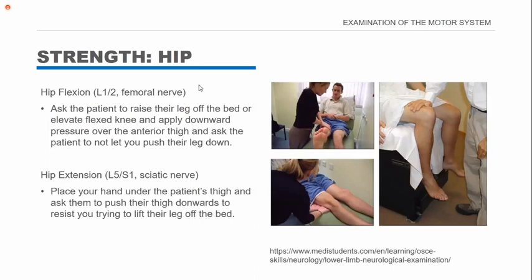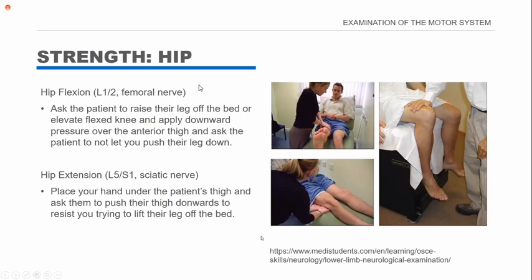Then coming to lower limb, you ask a patient to raise their legs off the bed, or elevate the flexed knee when in sitting. When the patient is on bed, you ask them to raise their leg off the bed, and when in sitting, you ask them to elevate the flexed knee. This is how you look for hip flexion. Again, you are applying your pressure downward and the patient is applying pressure in an upward direction.